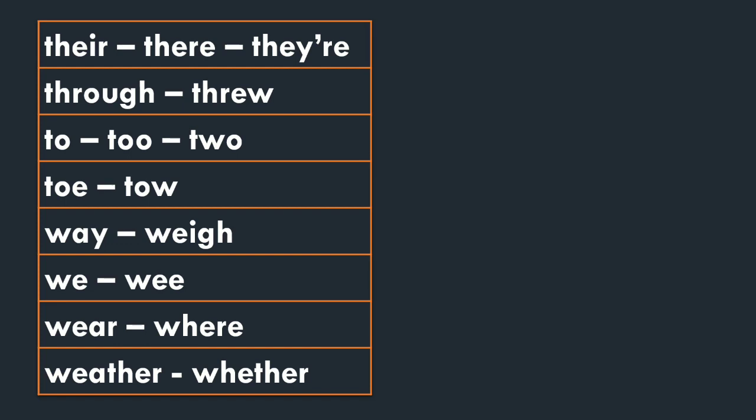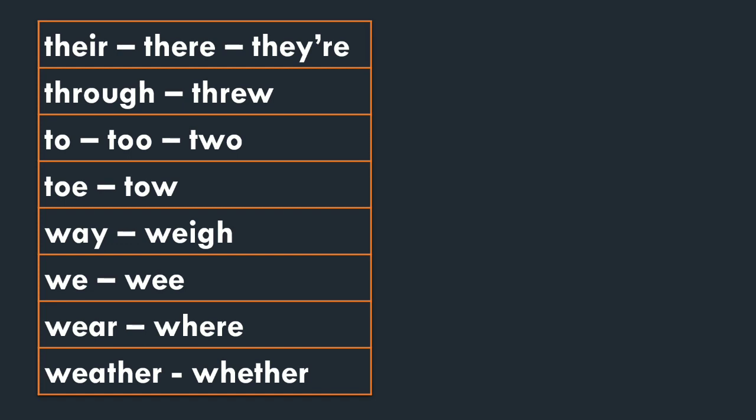Next pair of homonyms is there, their, and they're. Their is the possessive case of the pronoun they. There is an adverb of place, and they're is the contracted form of they are. Next is through and threw. Through means from one end to the other end of something, and threw is the past form of the verb throw.